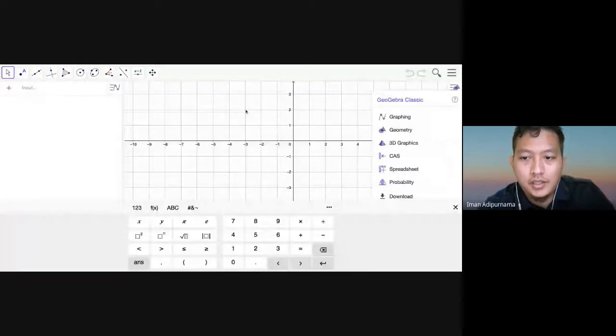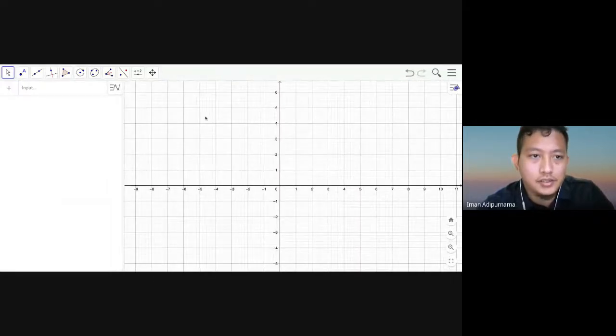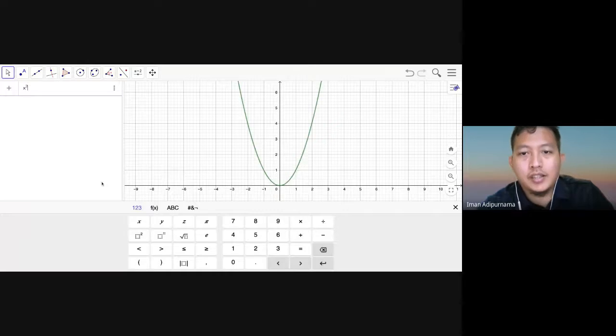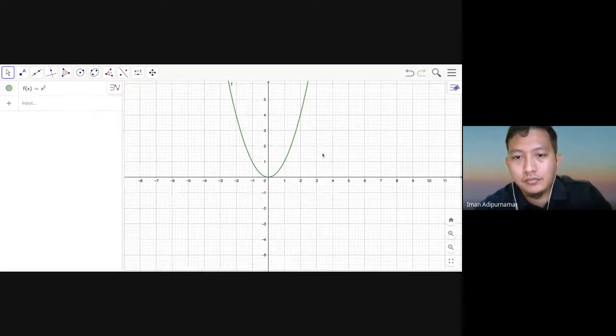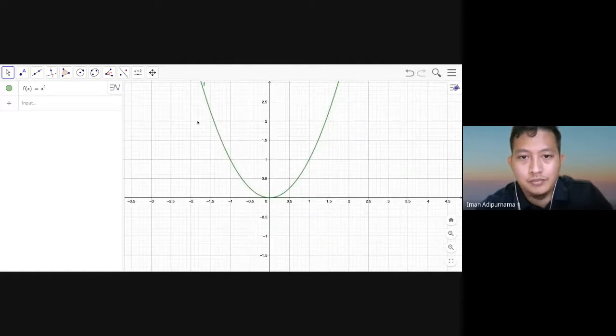Okay, you'll see here, this is the GeoGebra. I already opened GeoGebra. Okay, let's draw. How to draw the graph in GeoGebra? You just click this for input. You can input any functions you want, but for now, let's just input x squared. Okay, so this is our function.